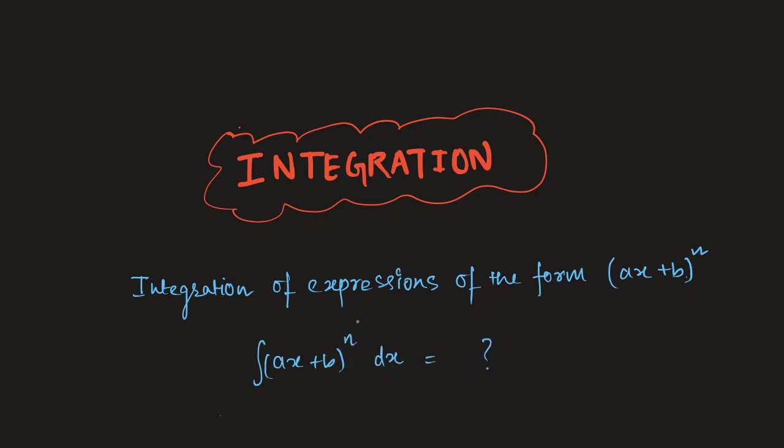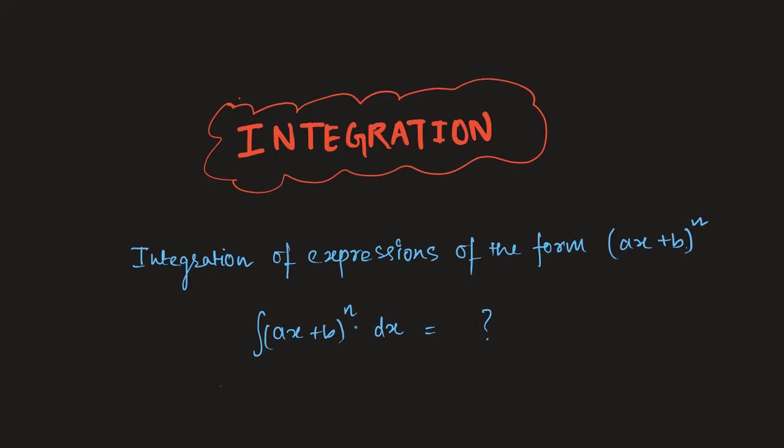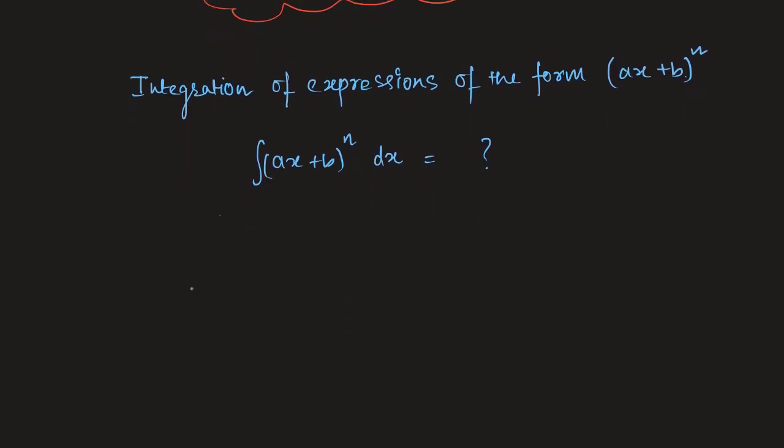let's connect this with differentiation first. We know, if we have an expression such as (2x + 1) to the power 6, and we want to differentiate this function with respect to x, what would its derivative be? We'll use the chain rule. What does the chain rule state? First we differentiate the outer part, then we differentiate the inner part.